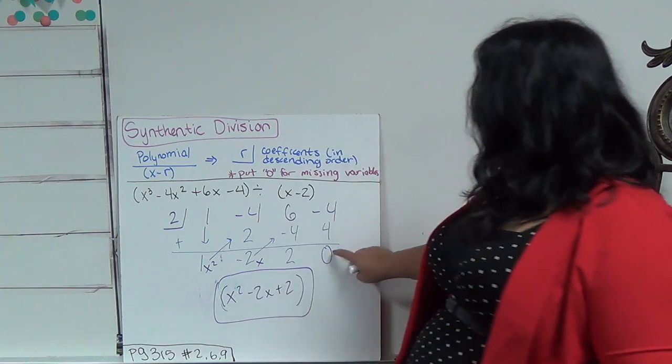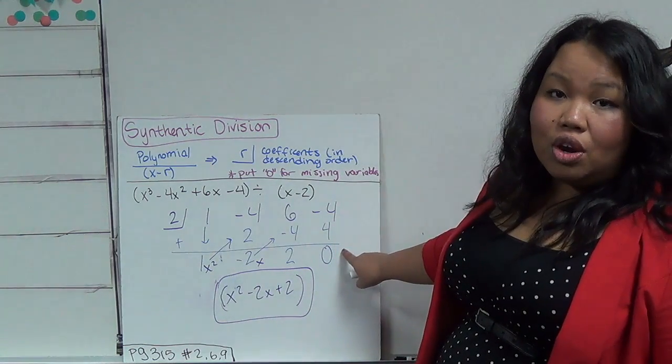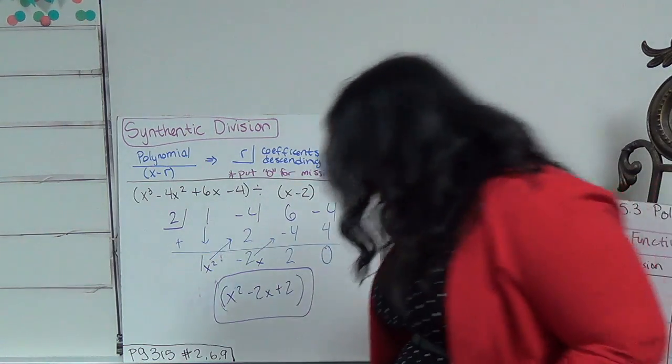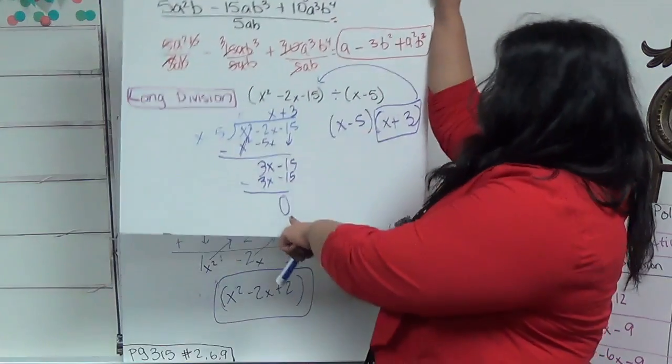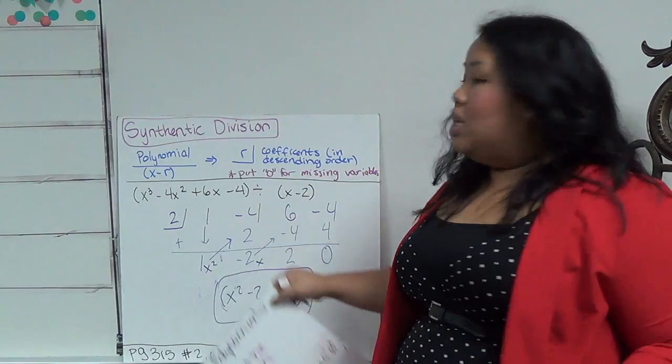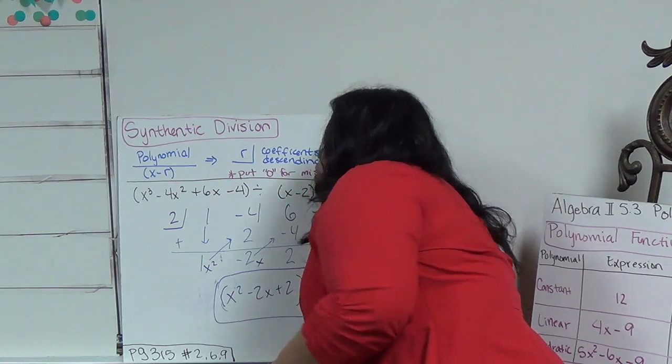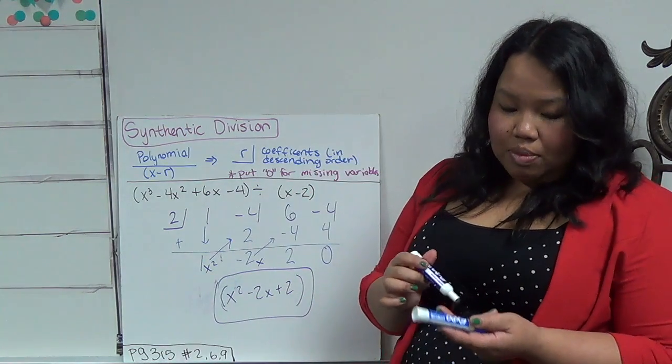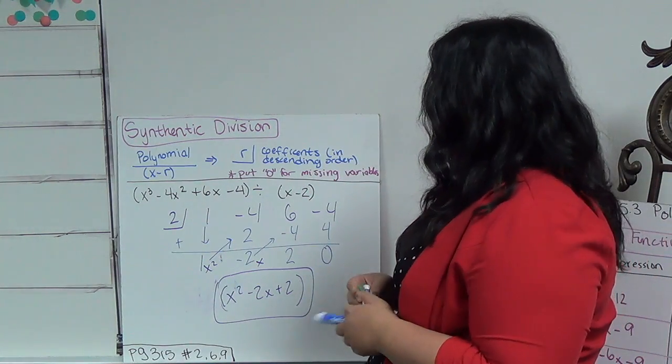Now, if I have anything besides a 0 here, then I have a remainder, just like in long division. That means this would not be divisible. I'll show you a little more of what that means when we deal with the remainder theorem.